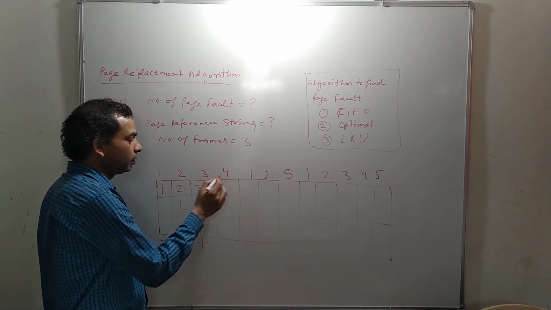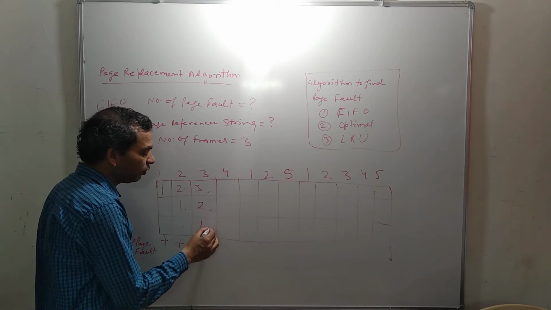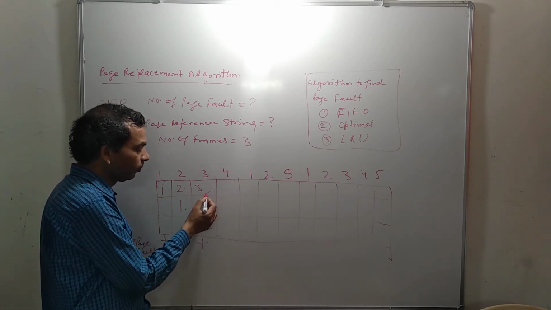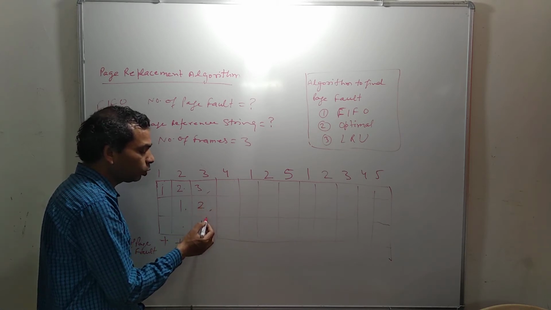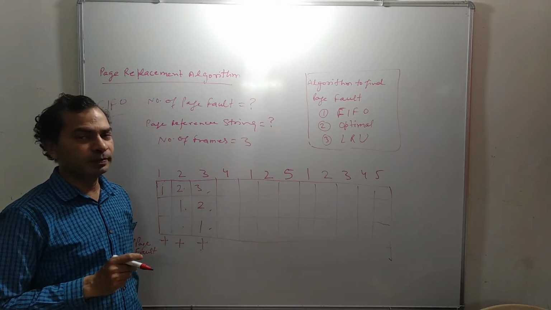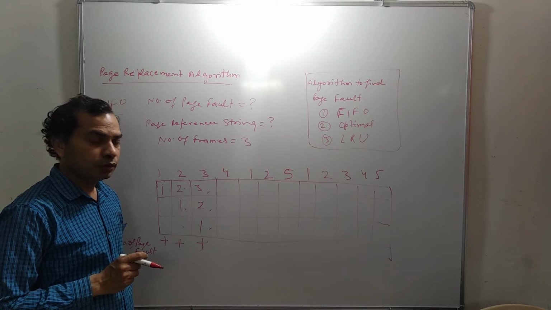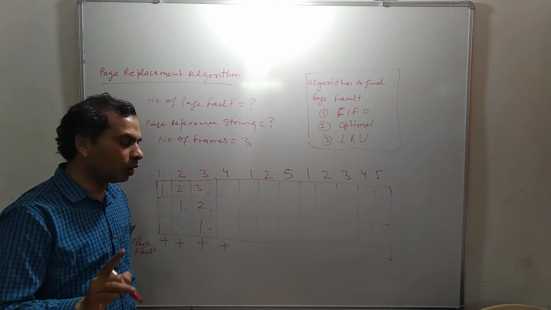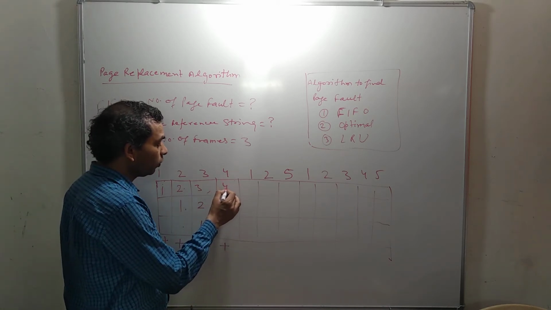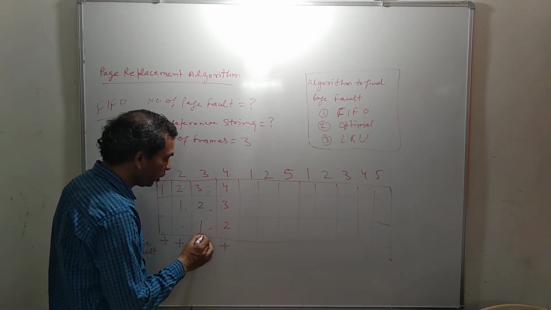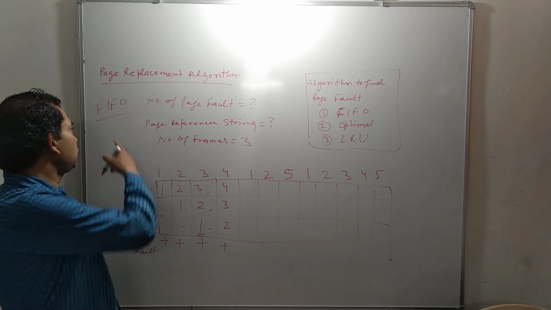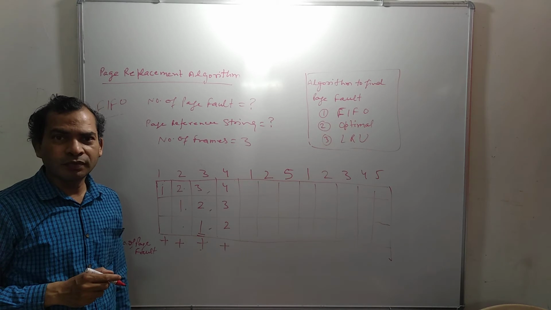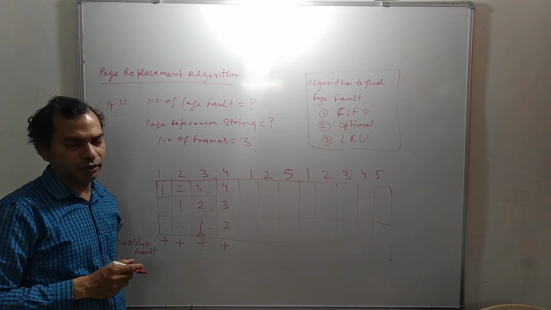Again, the 4 came. We are saying here that only 3 frames are available, and in the 3 frames we have pages 3, 2, 1 just before it, but the fourth page is not available here. So the page fault occurred. What will happen? This 4 will come inside the memory, and the algorithm is first in first out. The first page will be replaced from the frames, so the first page will be replaced by the fourth page here.